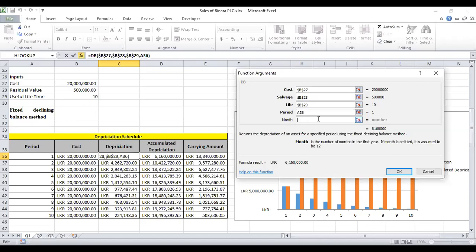But when it comes to the practical scenario, that may not be the case always. There can be instances where we may acquire an asset in the middle of the year. Say, you may acquire your asset 3 months after the reporting period beginning date. Say, you are going to acquire this particular asset on 1st of July 2020.